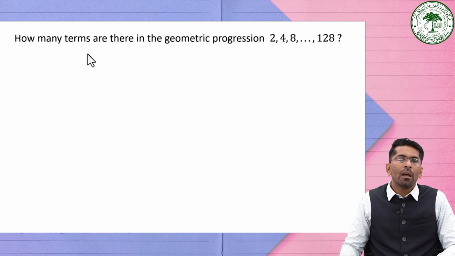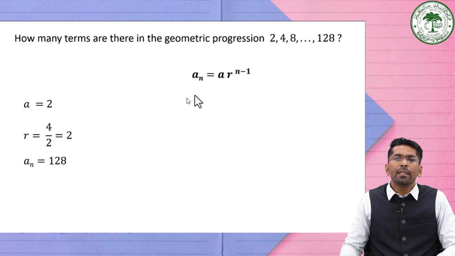Now consider another one. How many terms are there in the geometric progression 2, 4, 8 up to 128? See here, a is 2, r is 4 divided by 2, which is equal to 2, and an is equal to 128. The nth term we can find, that is ar raised to the power n minus 1. We are just substituting these values into the given formula. It will become 128 is equal to 2 into 2 raised to the power n minus 1. I am going to divide both sides of the equation by 2.